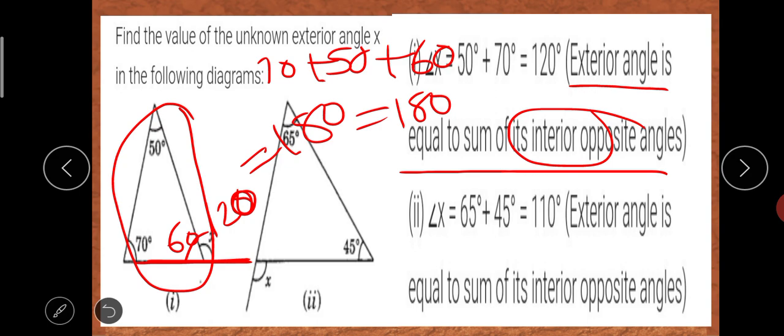I have just given the example here. Now you just focus on the exterior angle, which is equal to the sum of its interior opposite angles.